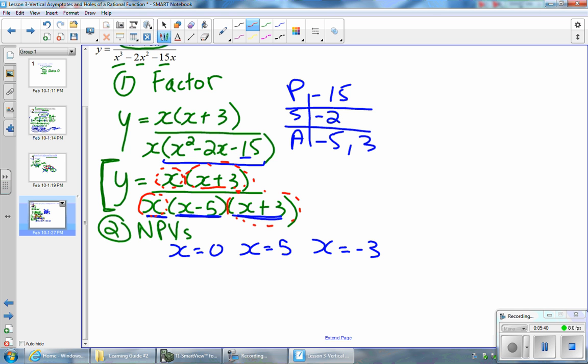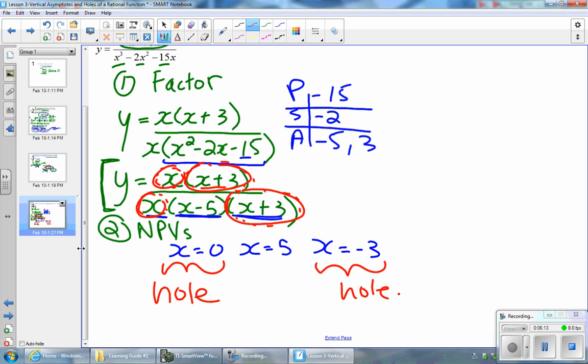So if there's common factors, that means we have holes. We have 2 common factors, hence we have 2 holes. And those 2 holes are located at the corresponding NPVs of those factors. So since we have an x that's common, that means this is a hole. Okay, so that comes from the x values here. Since we have x plus 3 that's common to both top and bottom, that means x is equal to -3 is a hole. Okay, and x minus 5 doesn't have anything in common with the top, hence it's a vertical asymptote.